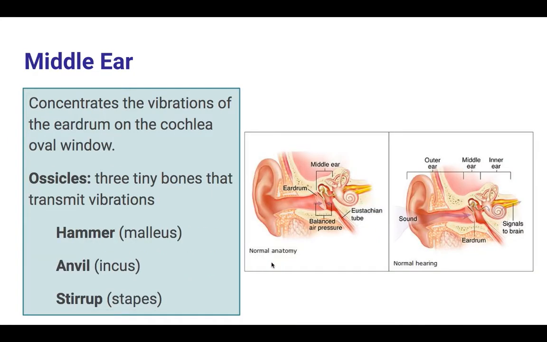Then you get to your middle ear. The middle ear is going to take the vibrations from your eardrum and pass them on to the cochlea. The way that we do this is unnecessarily complicated. You have these things called ossicles. Your ossicles are these 3 tiny bones right here that transmit those vibrations. So you've got the hammer, anvil, and stirrup, also known as the malleus, incus, and stapes.